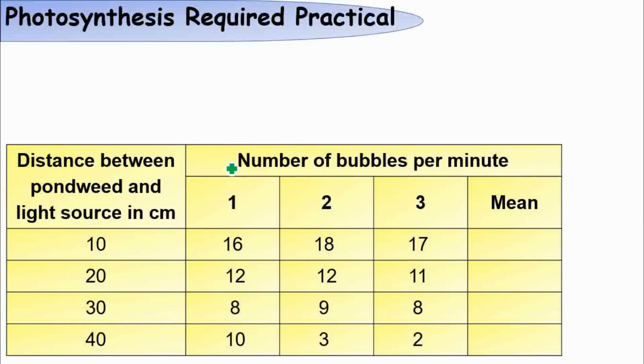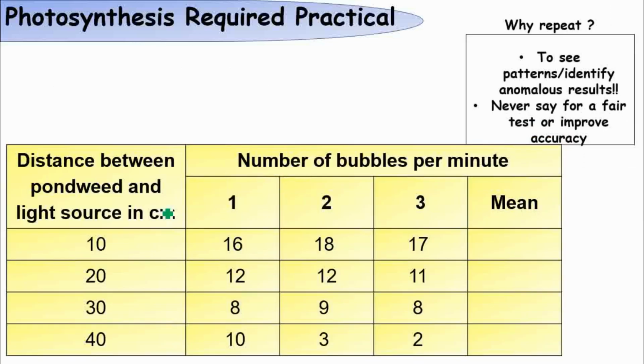Okay, now this is what your table of results could look like. And if you notice, at different lengths here, you're carrying out the experiment 3 different times at a particular length. Now, why do you repeat the experiment at different lengths or different distances? We do that so that we can identify any anomalous result. You never ever say to improve accuracy for a repeat. All right, make sure you know that.